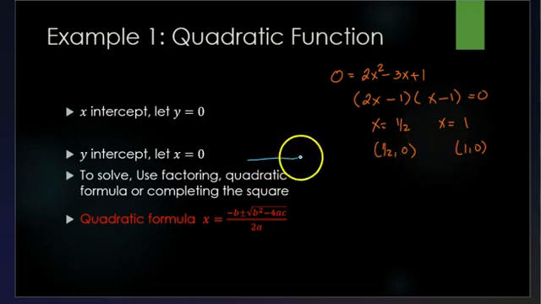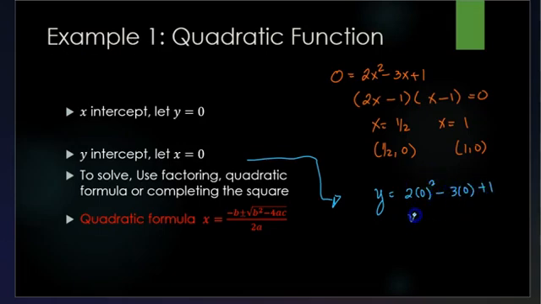Now, for your y-intercept, this is easier to solve because you just let x be 0. So in this case, you will just have y equals 1. So this is your y-intercept that is represented by this ordered pair.